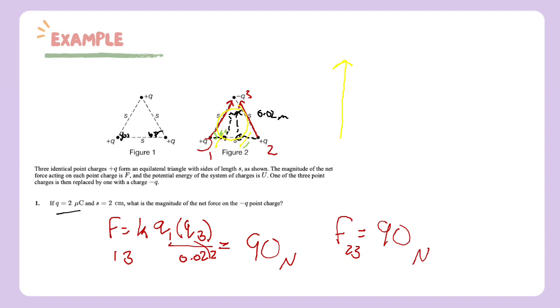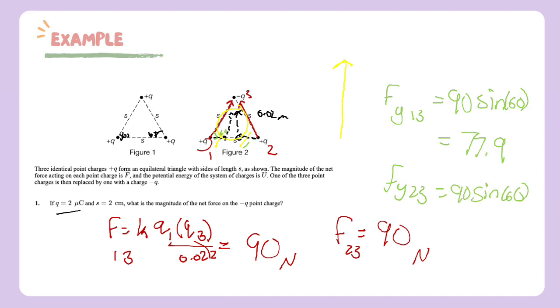So I will find the sine of this. To find y of 1 3, I will do 9 sine 60, and let's put that into our calculator, 9 sine 60, it will give me 77.9. And then for y 2 3, it will give me 9 sine 60, the exact same answer, 77.9. I will add both of them, so the net force will be 156, let's say, Newtons upwards.